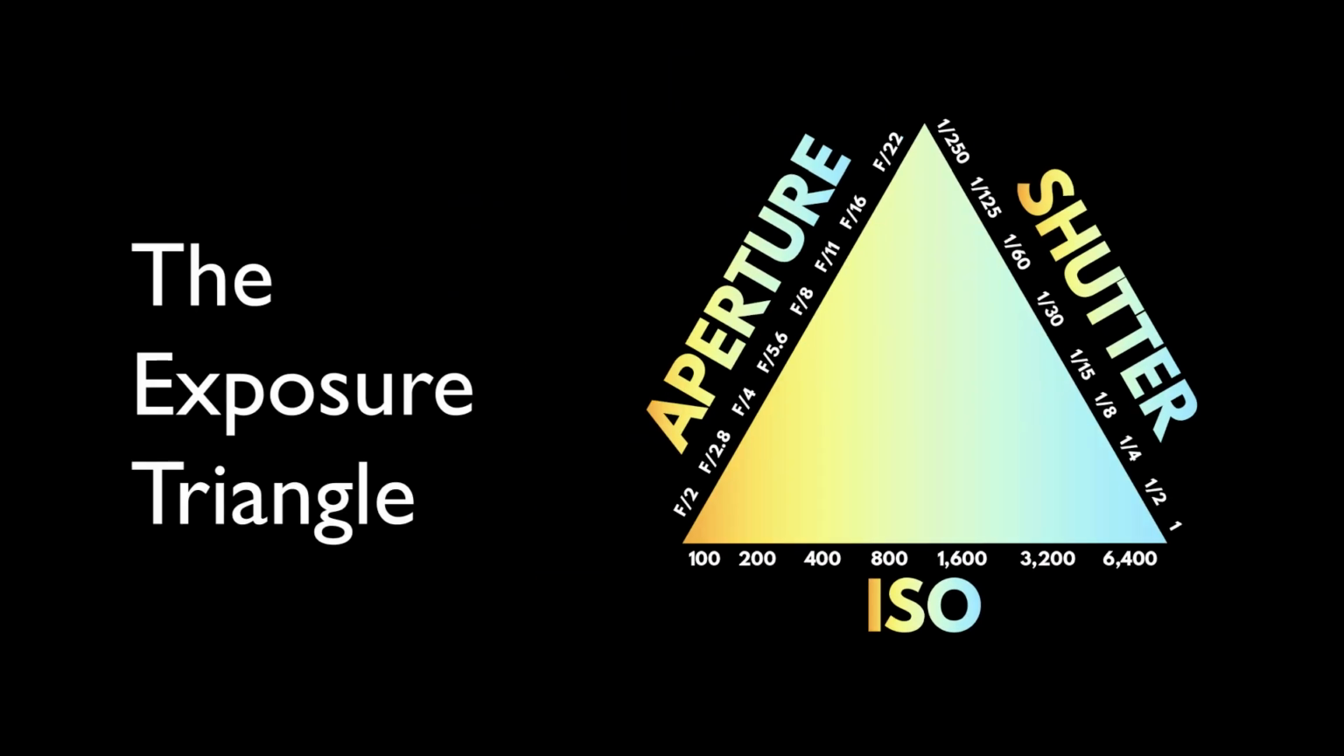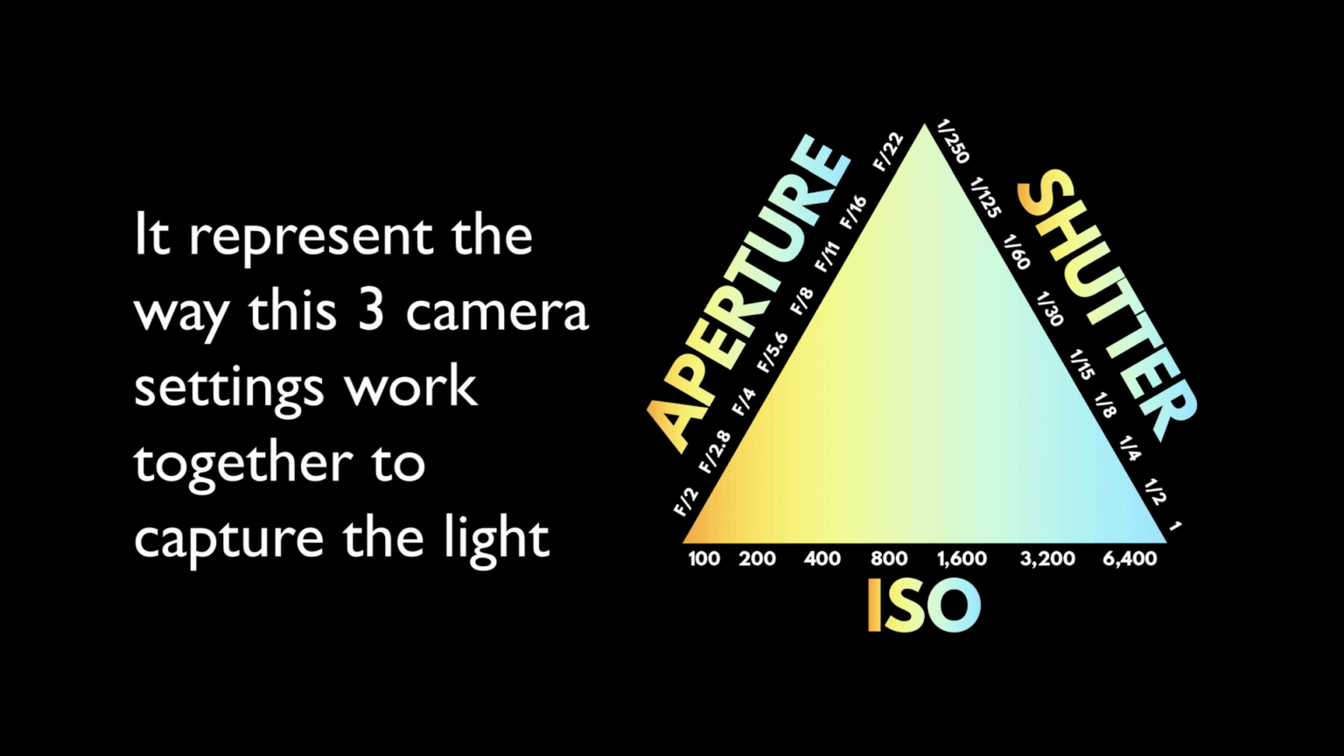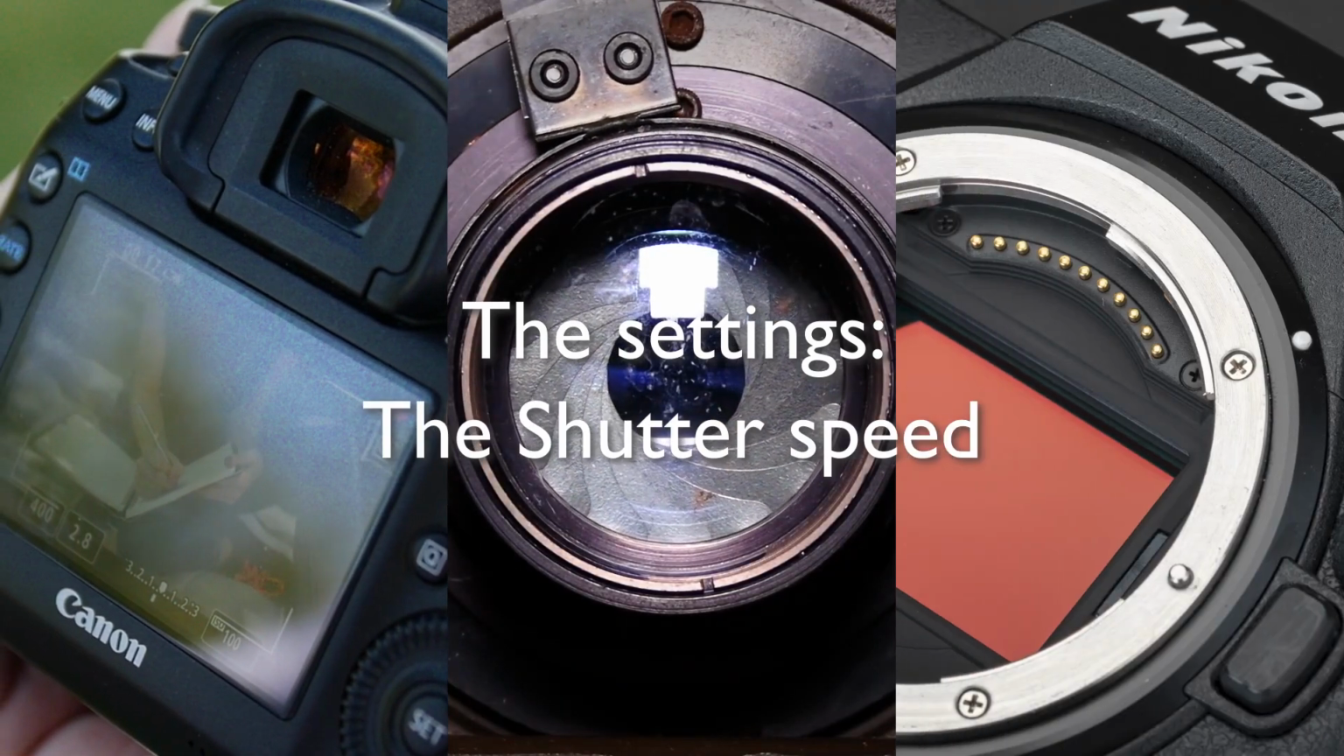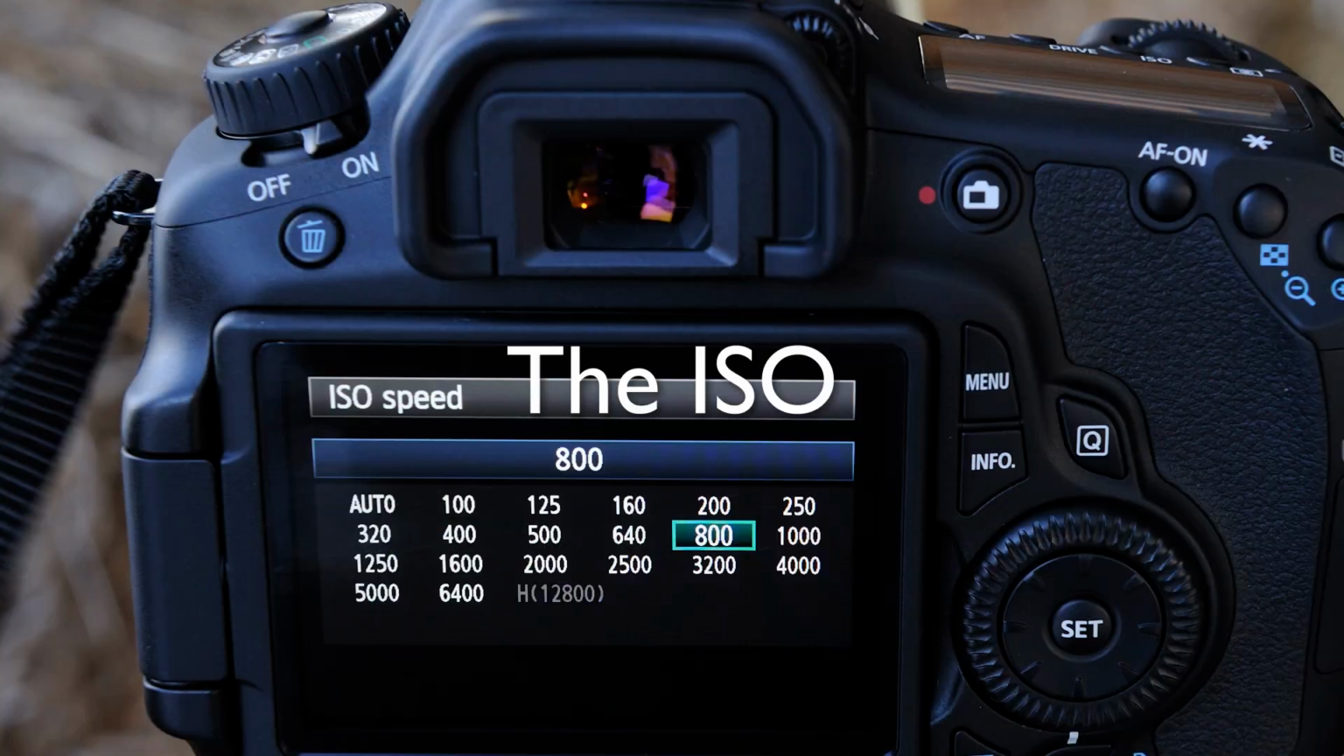This is the exposure triangle. It represents the way these three camera settings work together to capture the light. These settings are the ISO, the aperture, and the shutter speed. Let's start with the ISO.